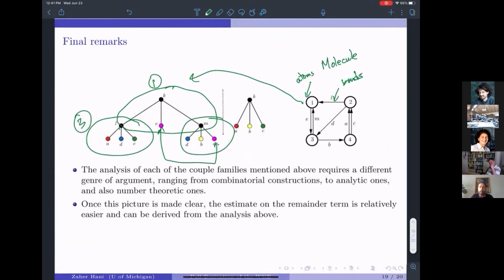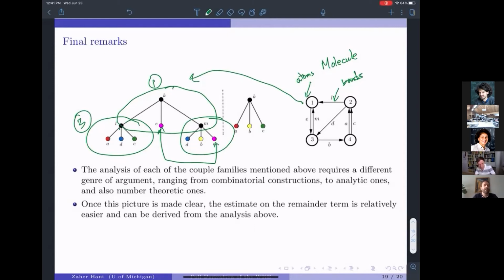Okay, so finally, I'm out of time. The analysis of those couple families that I mentioned requires a different genre of argument. For example, the regular couples require their own argument. The irregular chains require their own arguments. Type 2 chains require their own arguments. And those arguments range from combinatorial constructions to analytic ones, and also number theoretic ones, because you need to justify the discrete to continuous approximation. You're starting in frequency space with a discrete frequency space, and you want to end up with a continuous equation, which is the wave kinetic equation.